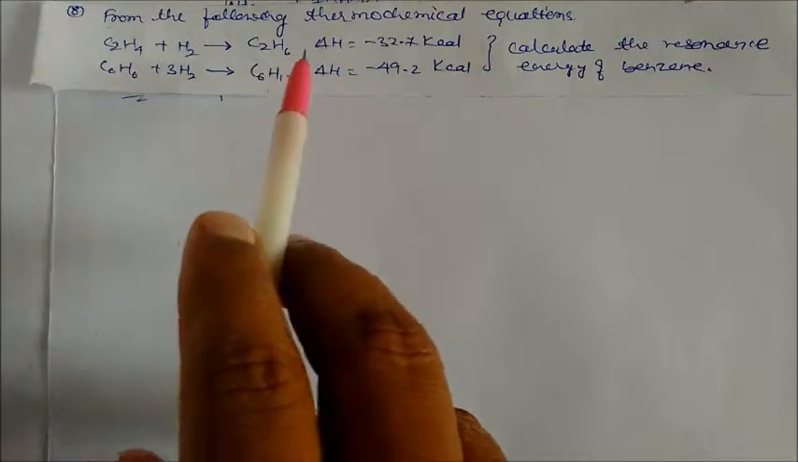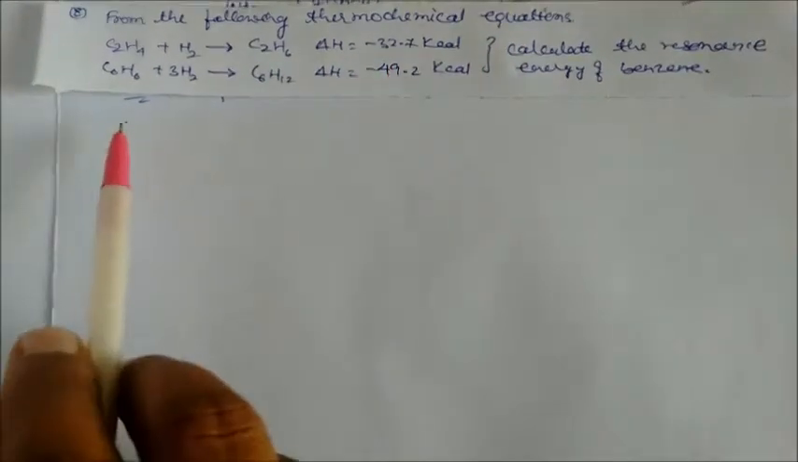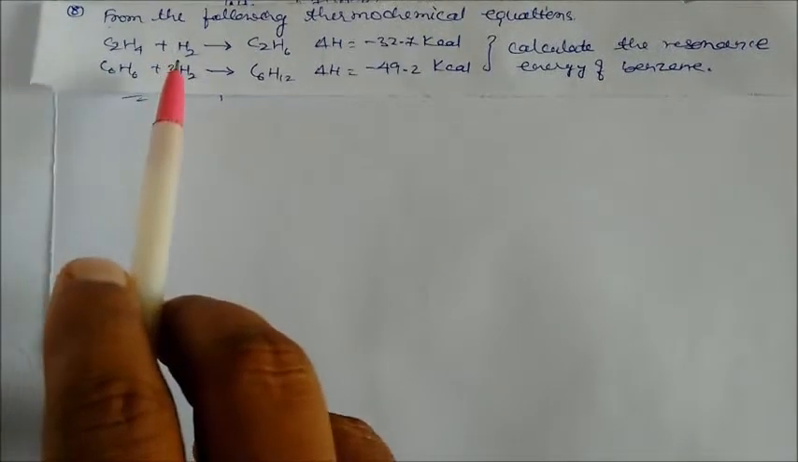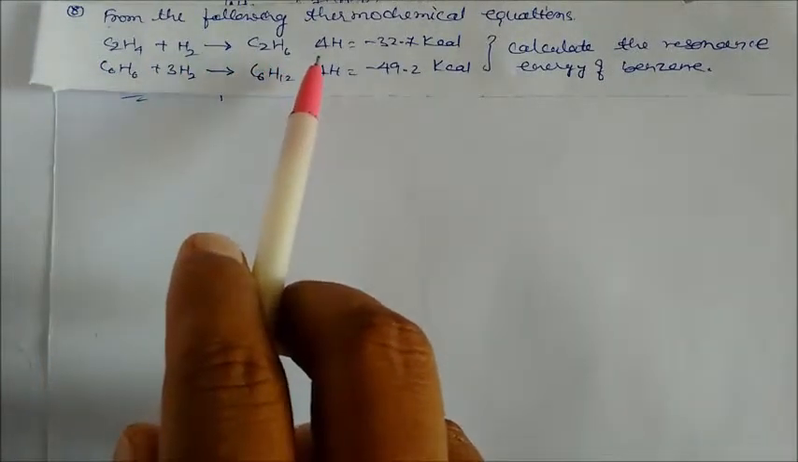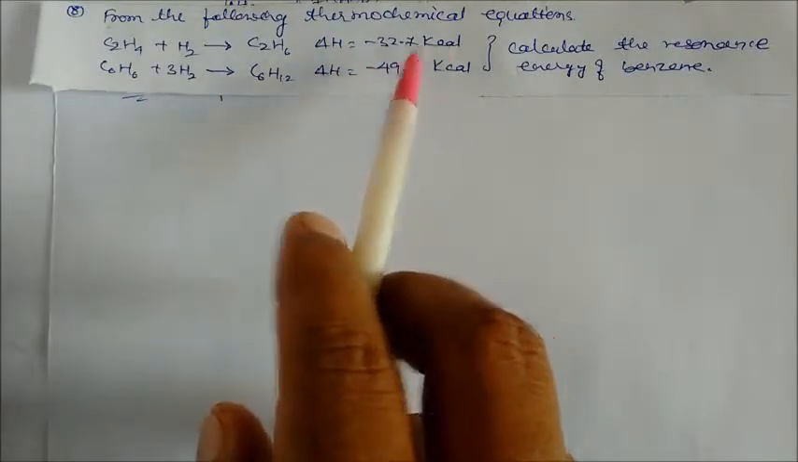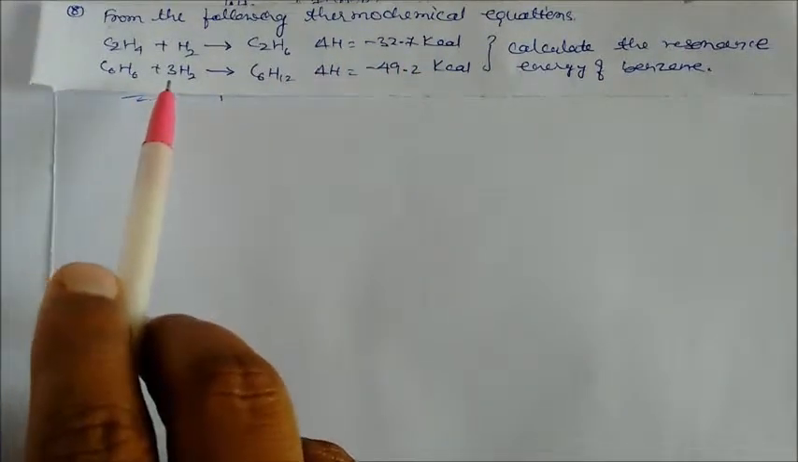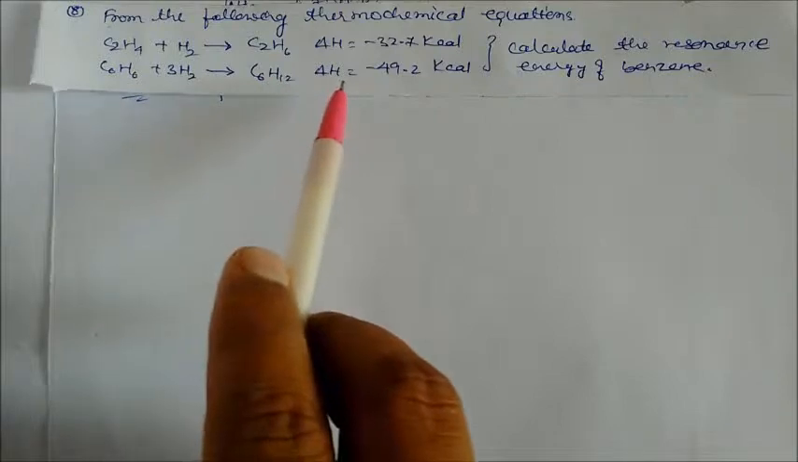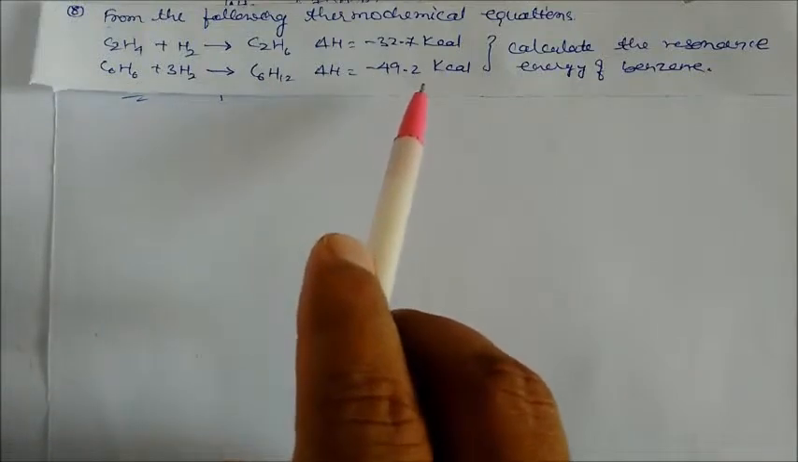From the following thermochemical equations, ethene is hydrogenated to give you C2H6, and the delta H is given as minus 32.7 kilocalorie, and again benzene is hydrogenated to give you C6H12 and delta H is minus 49.2 kilocalorie.